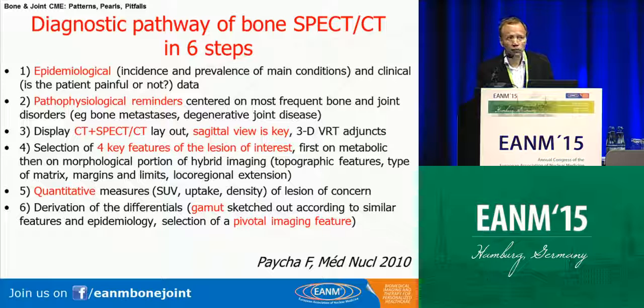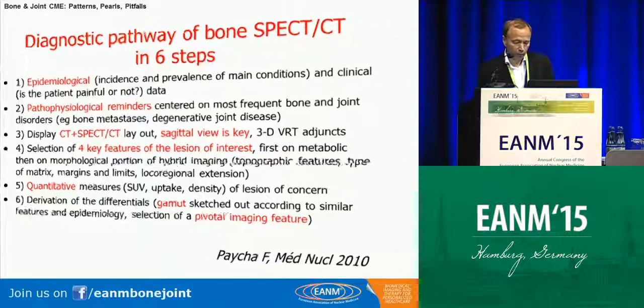5, don't forget to be helped by quantitative measures: standardized uptake value for fluoride uptake, and density, respectively for bone scan and CT of the lesion of concern. And then you must derive the differentials. The gamut must be sketched according to similar features on epidemiology, and then you select a pivotal imaging feature in order to bring you to your conclusion beforehand.